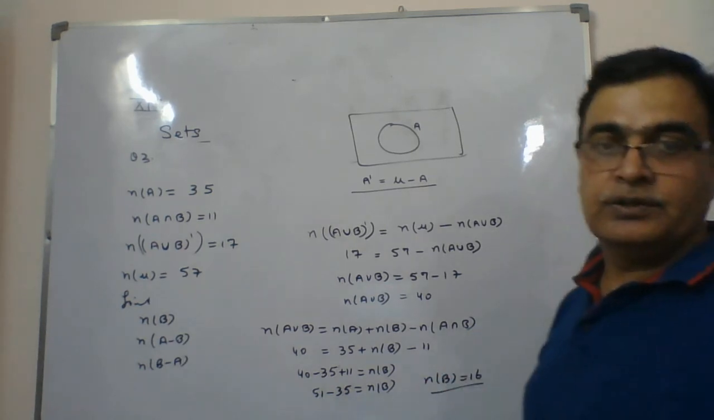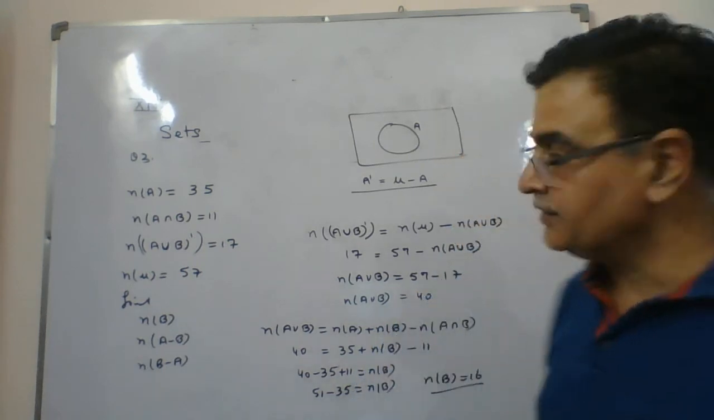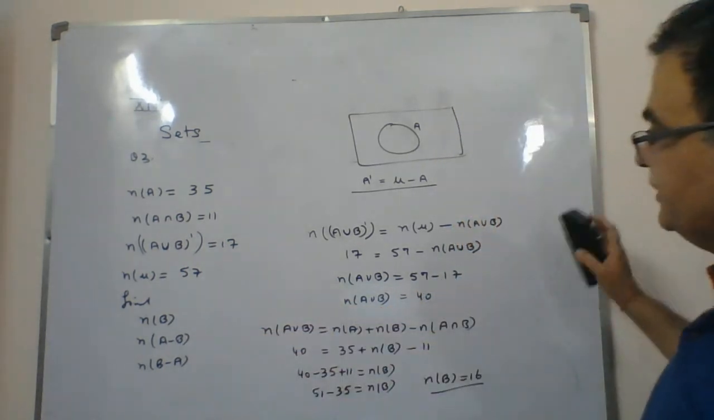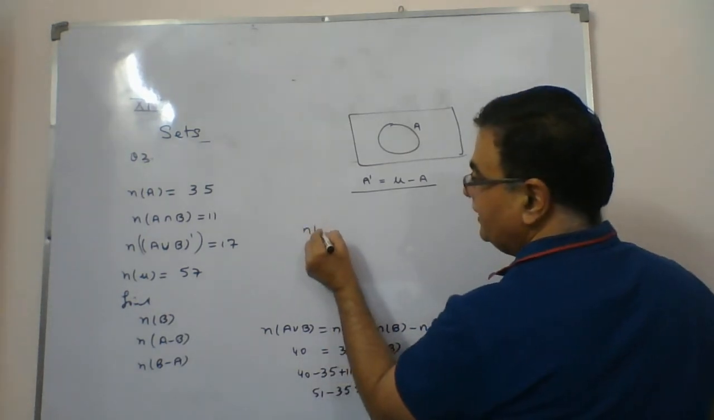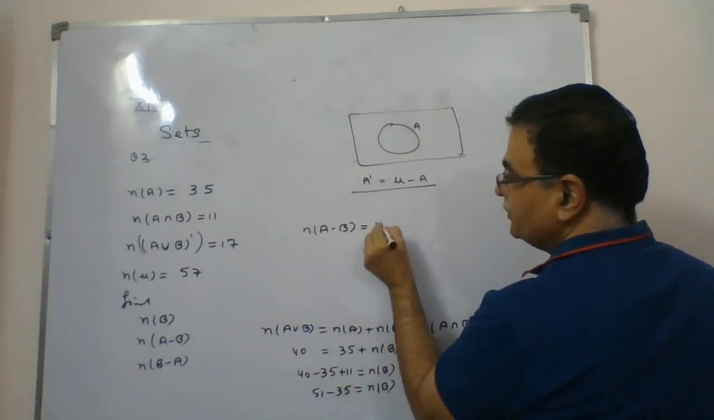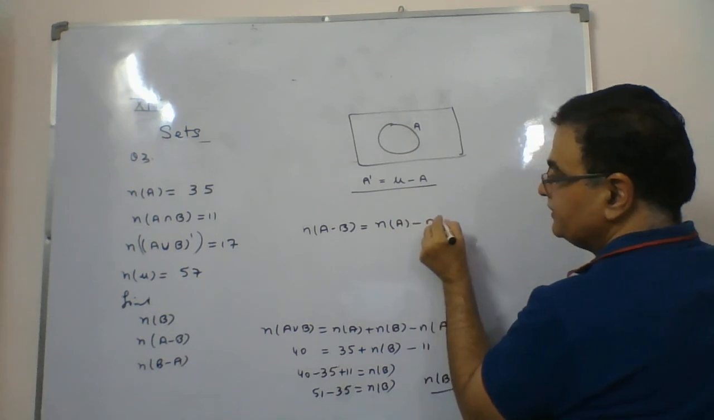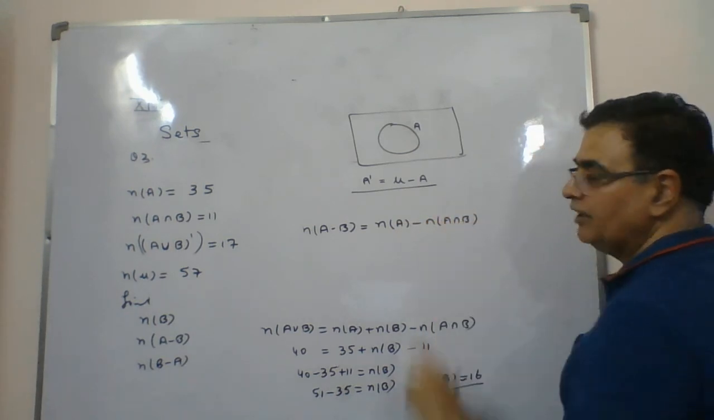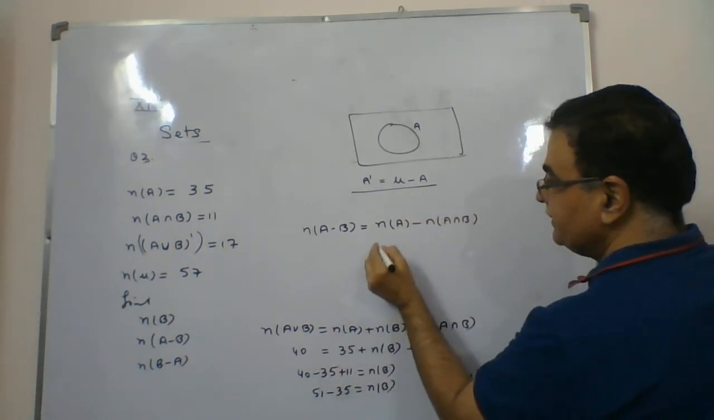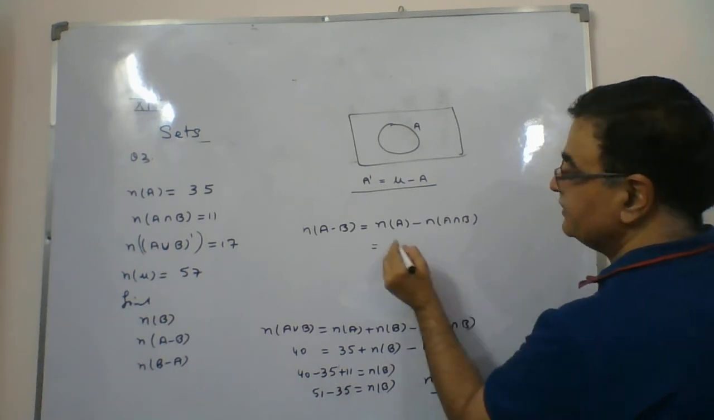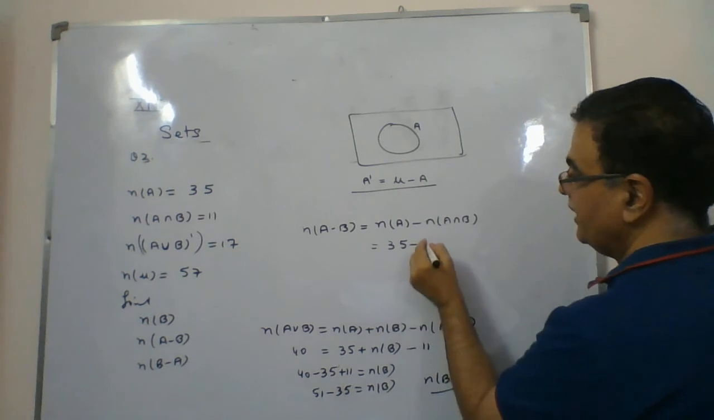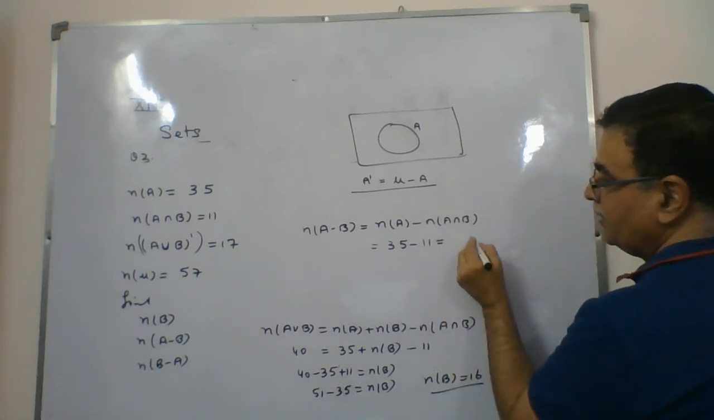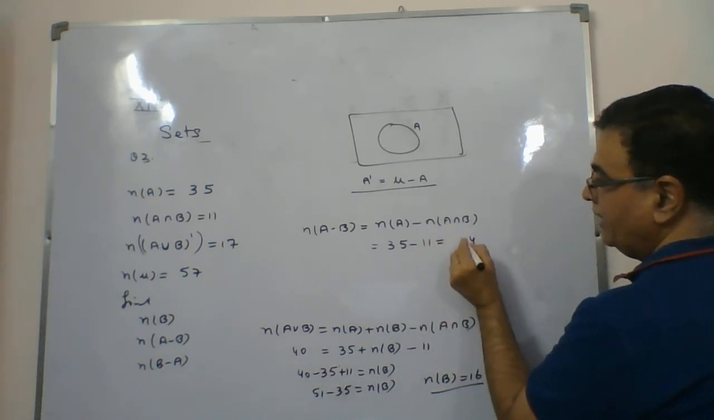Now coming on next portion, n(A minus B), that is very simple one. Now you can calculate it easily. n(A minus B), I told this is n(A) minus n(A intersection B). We have done this formula. What is n(A)? n(A) in this case is 35 minus the intersection 11. So how much will it come out to be? 24.